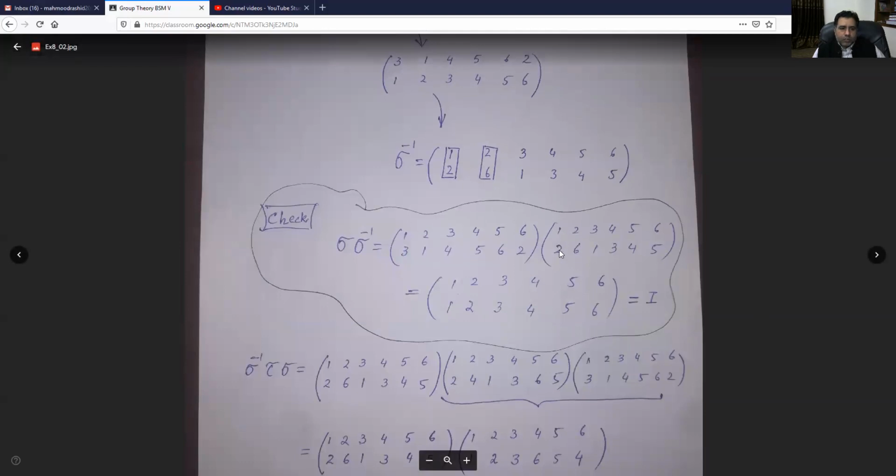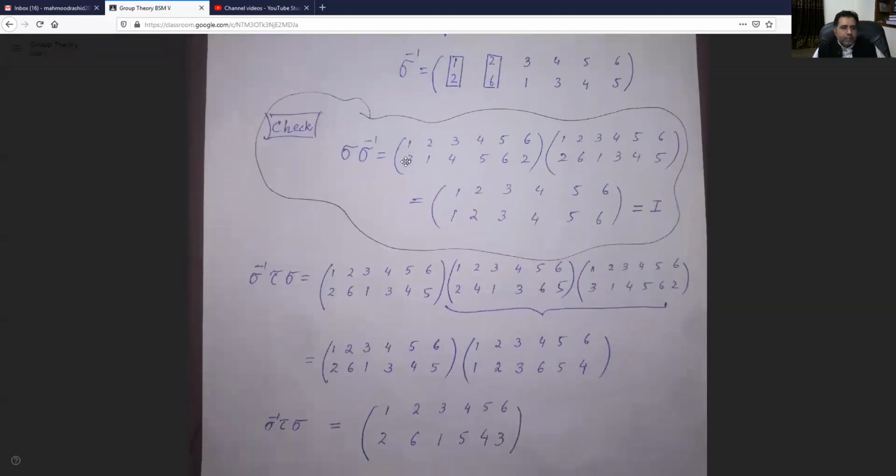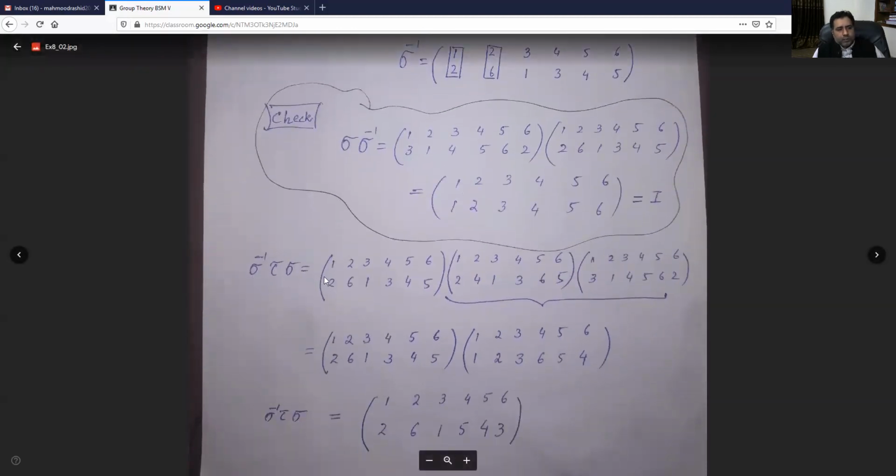So 1 goes to 2, 2 goes to 1. So finally we have 1. 2 is mapped onto 6, 6 is mapped onto 2, and so forth. You see, this gives you the identity permutation. Okay, we have all the ingredients to solve this problem.